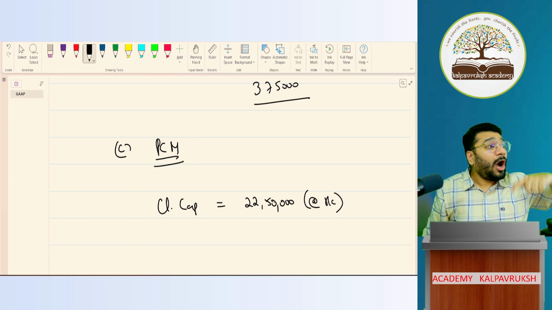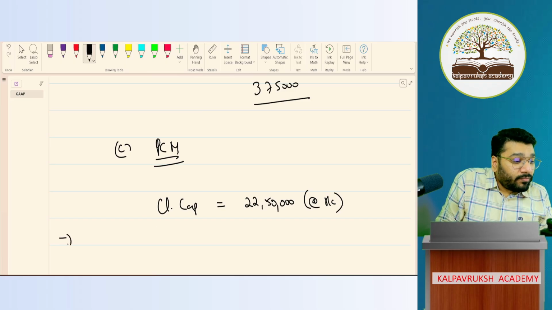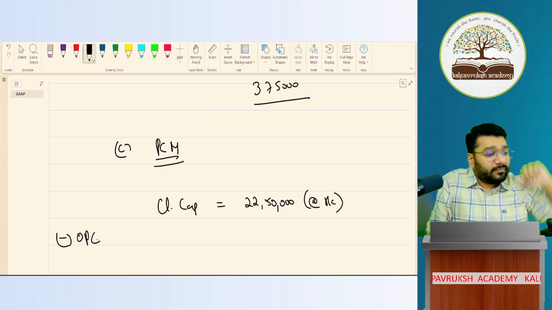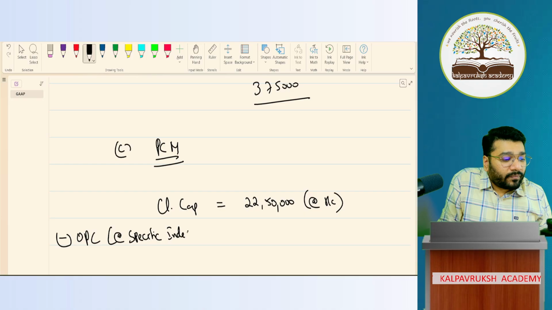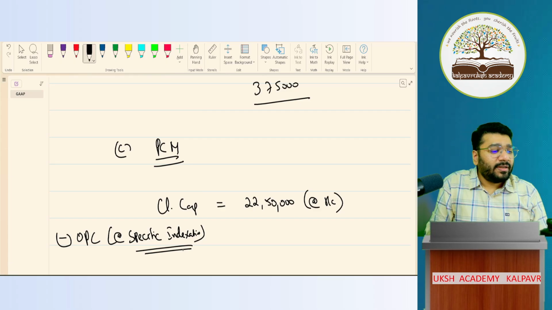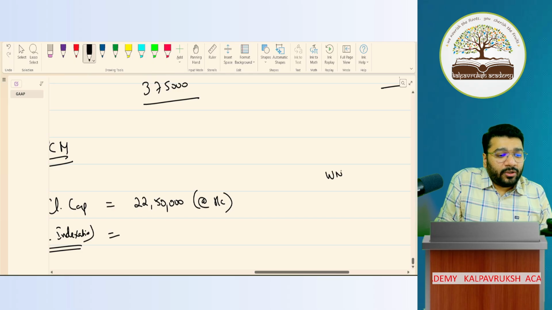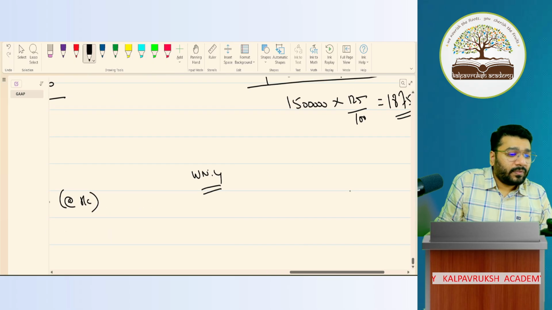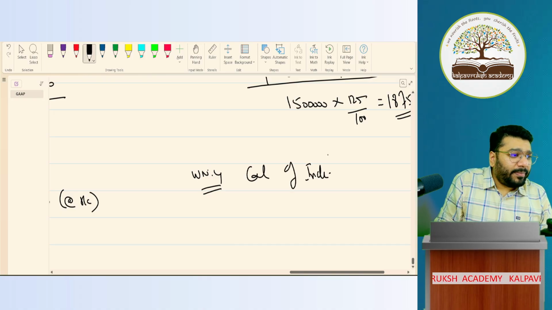Now I need to see how much of this money I need at the beginning of the next year as opening capital. So minus opening capital required in the next year at specific indexed price. In the exam, no need to record all this. This is only for our knowledge. Specific indexation. Working note number 4: calculation of specific indexed opening capital.